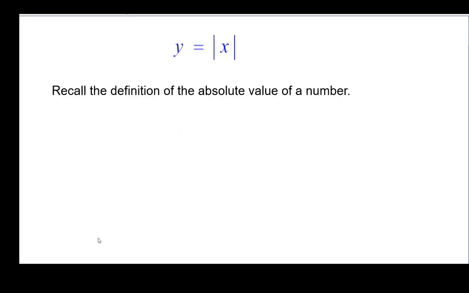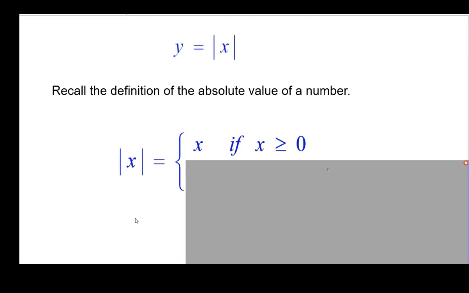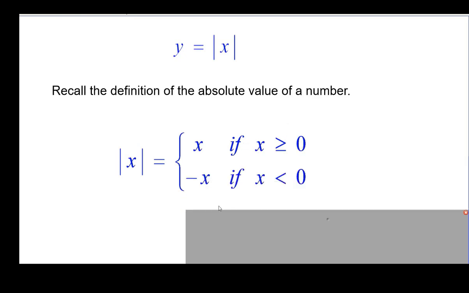We'll start by recalling the definition of the absolute value of a number. The absolute value of a number is equal to the number itself if the number is positive or 0, and it's equal to its opposite if x is negative. So the answer to this is always a positive number or 0.